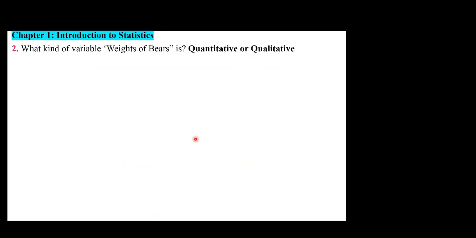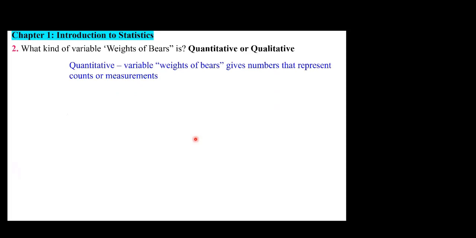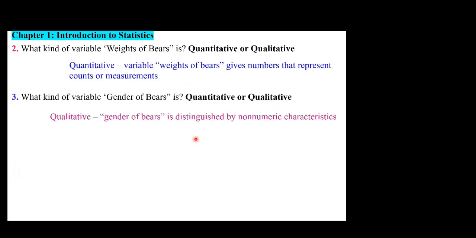What kind of variable is the weight of a bear? It's quantitative. It gives numbers that represent counts or measurements. Gender would be qualitative. It's distinguished by non-numeric characteristics. There are numbers that are considered qualitative simply because they don't have a numerical value, such as the zip code or student ID.